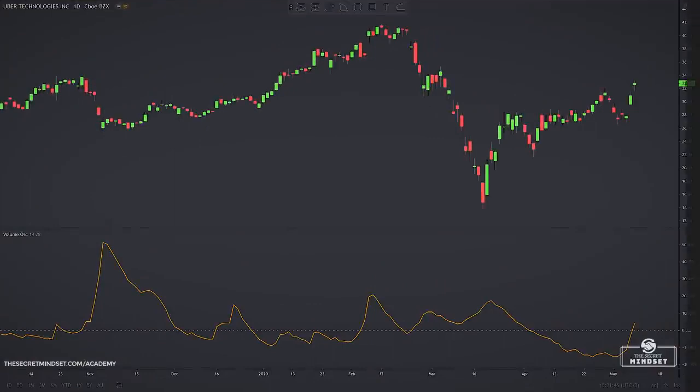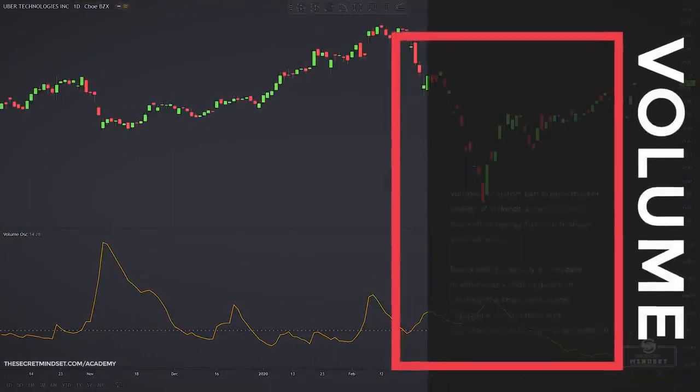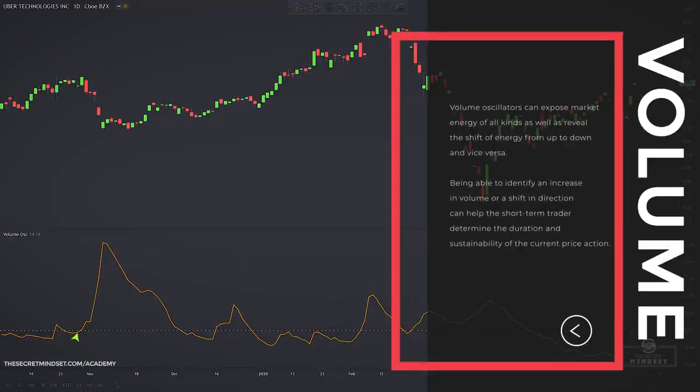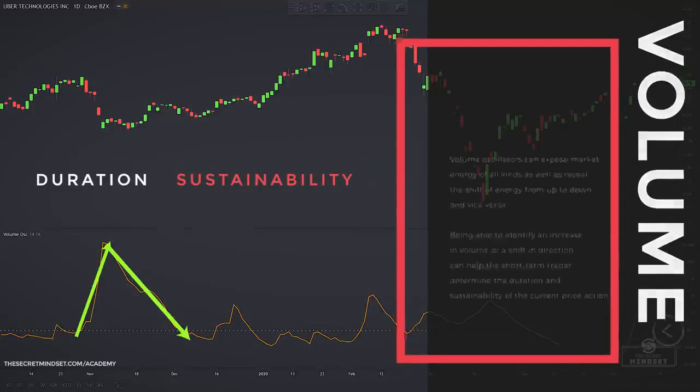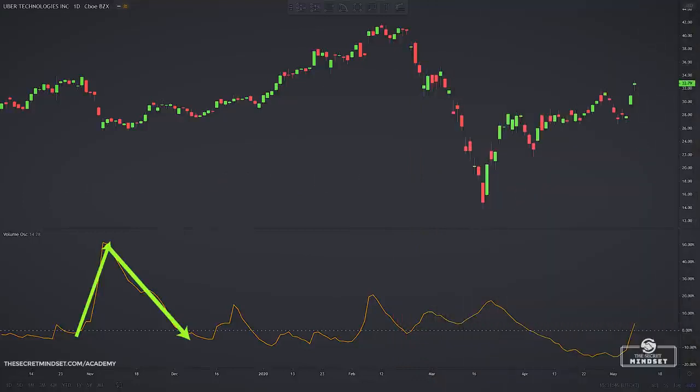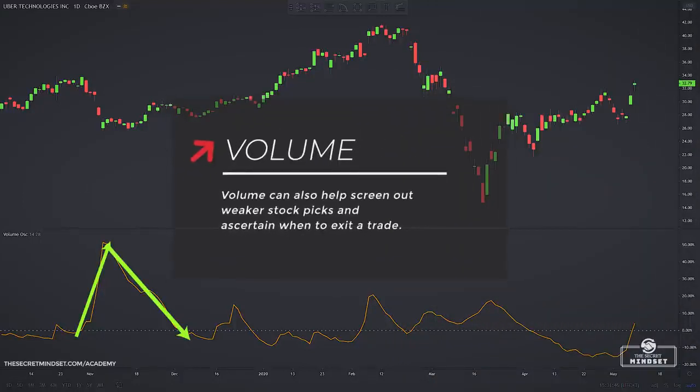Volume oscillators can expose market energy of all kinds, as well as reveal the shift of energy from up to down and vice versa. Being able to identify an increase in volume or a shift in direction can help the short-term trader determine the duration and sustainability of the current price action. This can also help screen out weaker stock picks and ascertain when to exit a trade.